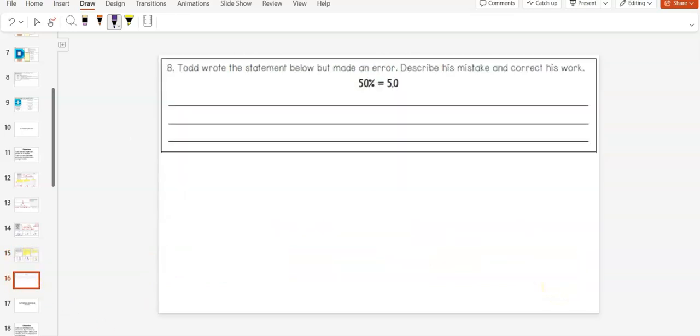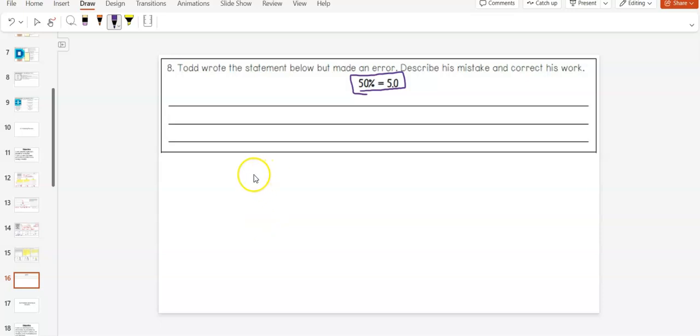Awesome. This last example may not be in your notes, but I'm sure that you can figure it out with me. Todd wrote the statement below, but he made an error. We need to describe his mistake and correct his work. He said that 50% is the same as 5.0. What error did he make? What did he do wrong?